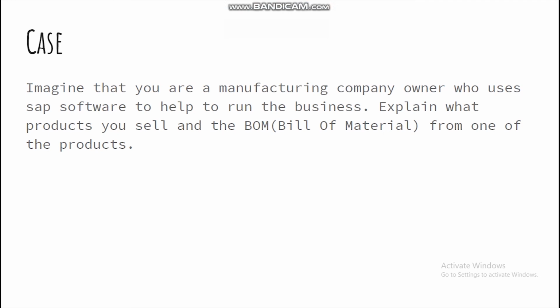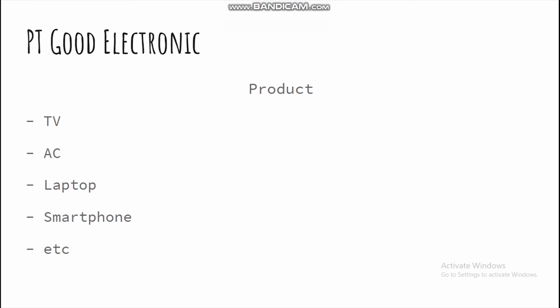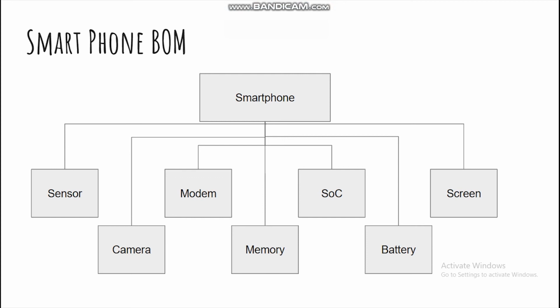help run the business, and explain what products you sell and the bill of material from one of the products. So my company name is PT Good Electronics, and the products that we sell are TVs, air conditioners, laptops, smartphones, and other electronic things. This is a bill of material from one of our products, that is smartphone. And this is a single level bill of material.